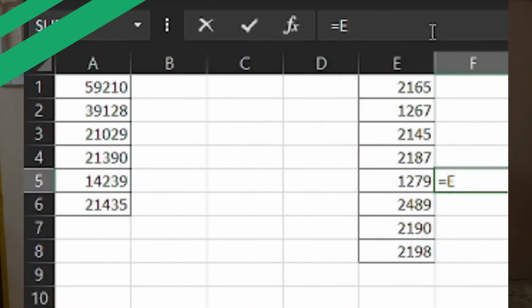For the asterisk symbol example, we want to multiply cell E5 by 0.5. We use the asterisk symbol and we write this formula in the formula bar.